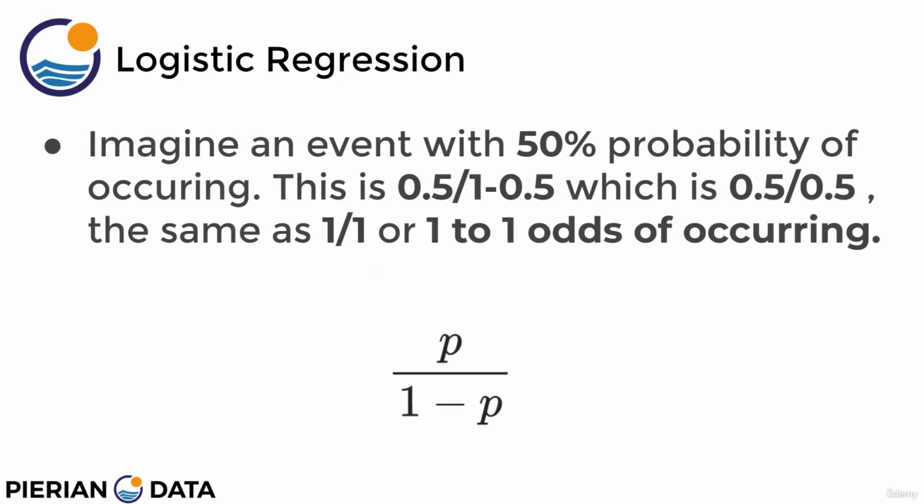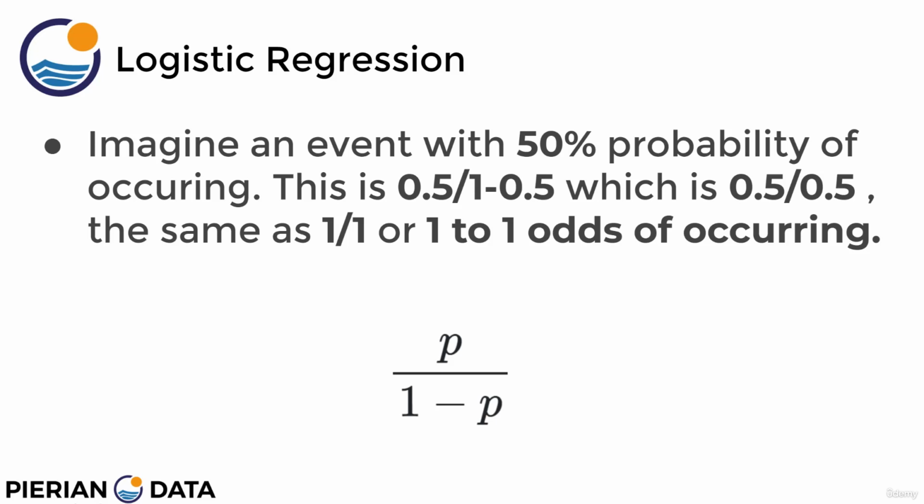So let's imagine an event with a 50% probability of occurring. So we believe that the probability of this event is 50%, so we plug it into this odds formula. So that would be 0.5 divided by 1 minus 0.5, which is equal to 0.5 divided by 0.5, which is the same as 1 over 1. So we just simply report that as 1-to-1 odds of occurring. So that essentially reports back to the user that there is the same chance of it happening versus the same chance of it not happening.